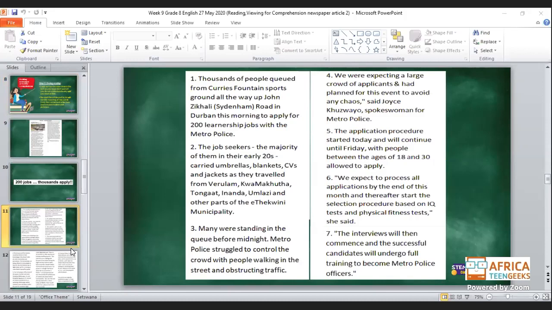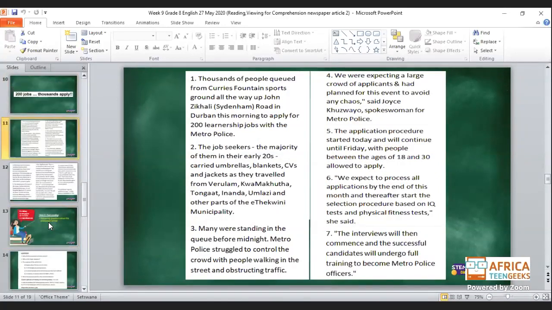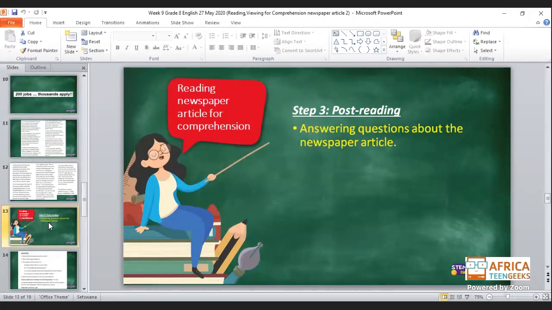Now that we are done reading, we go to the last step, step number 3, which is post reading. In post reading, this is something we usually do at school: after we give you something to read, we ask you questions about it. This is something you will come across in your tests, in your exams, and in some class activities. So today we are going to go through this together.